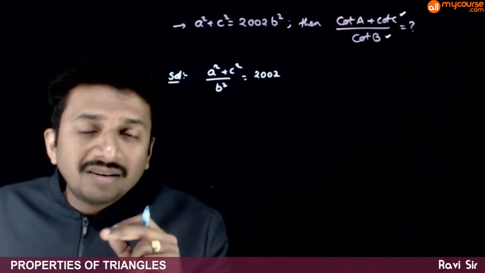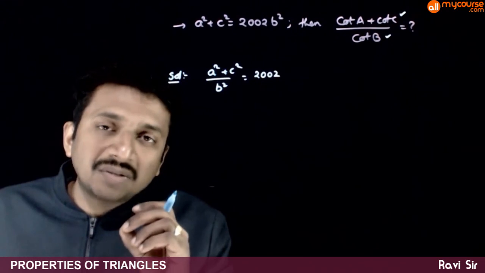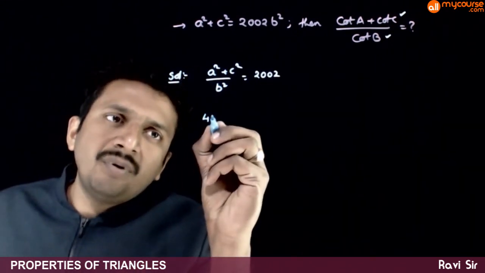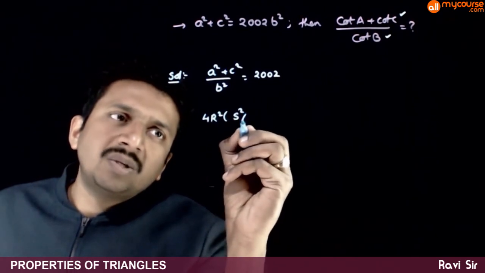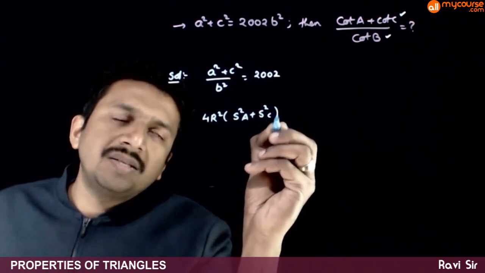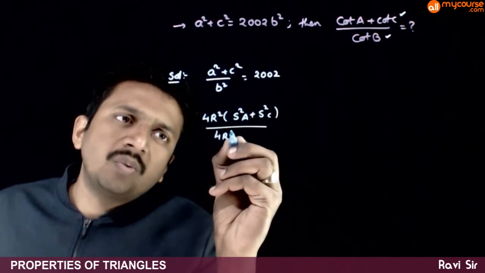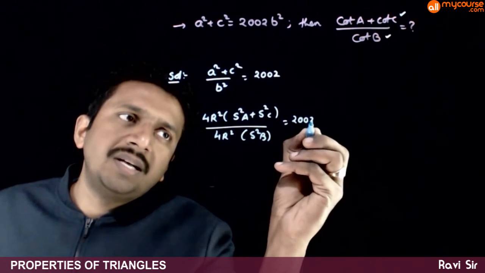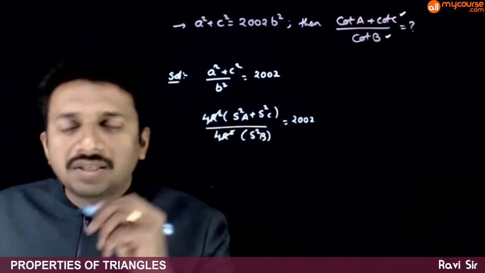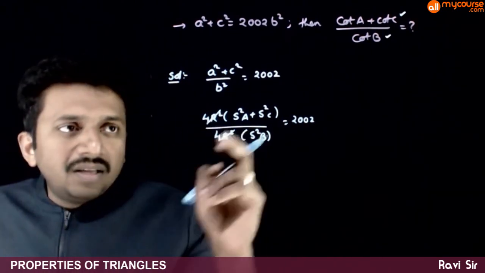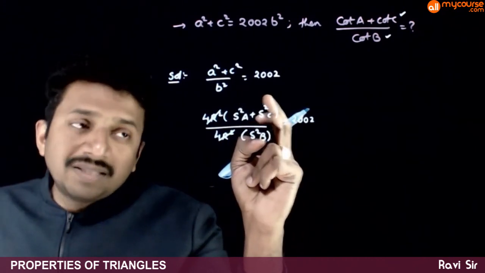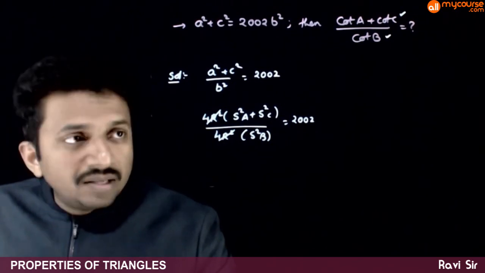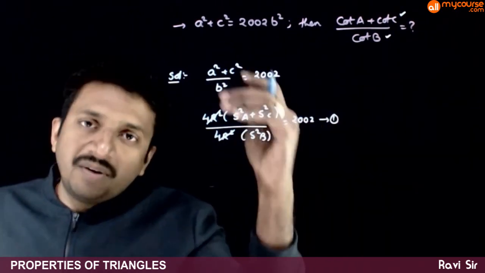And what is a square? A square can be written as 4R square sine square A, because a is equal to 2R sine A. So we have 4R square times (sine square A plus sine square C) by 4R square times sine square B is equal to 2002. This 4R square and 4R square get cancelled. Now (sine square A plus sine square C) by sine square B is equal to 2002. So this is one of the relations that we have from the given information.